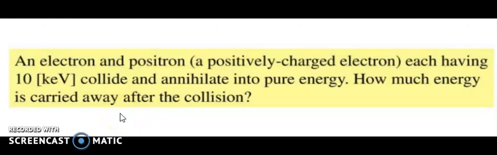So this last question, you have to pay very close attention. An electron and positron, a positron is a positively charged electron, each having 10 kilo electron volt, collide and annihilate into pure energy. So how much energy is carried away after the collision? Read that again. The electron and positron, that is a positively charged electron, each having 10 kilo electron volt, collide and annihilate into pure energy. How much energy is carried away after the collision?